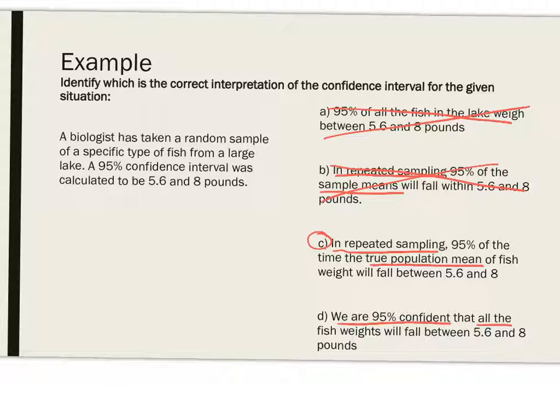Is that necessarily true? If you think about it, if you look in the lake, will all the fish fall in between 5.6 and 8 pounds? No. You'll have some that are smaller than that, some that are bigger than 8. But when you average them together, they should fall in between these two values. That's what the confidence interval is actually saying. This is saying that all the fish have to fall in between 5.6 and 8. This is also wrong.